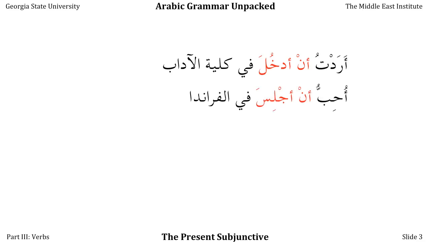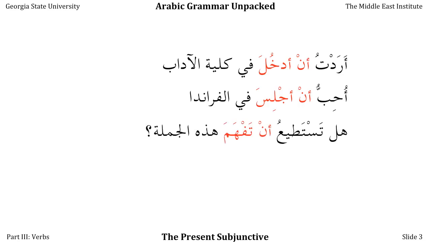We can say, أحب أن أجلس في الفرندا. I like to sit on the veranda, or rather, I like that I sit on the veranda. We can also use this with the verb istata, to be able to. We could say, هل تستطيع أن تفهم هذه الجملة؟ Notice that the first verb is the main verb in each case.